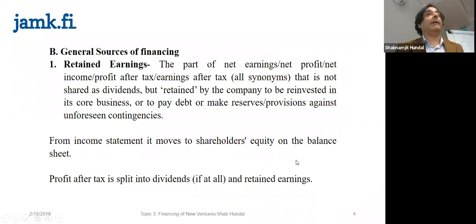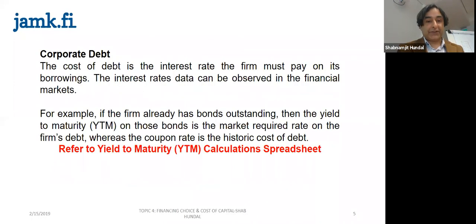So we have this first source of financing called retained earnings. Very interesting. The second form of financing is called corporate debt. This debt is raised by the companies, and we use the word CPs for it, corporate papers or commercial papers. Once again, they can be bills or bonds. Bills are for the short period. Bonds are for the longer period.